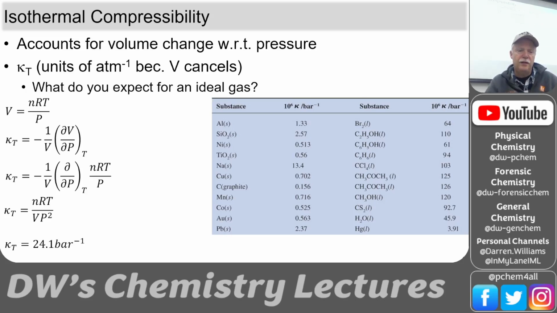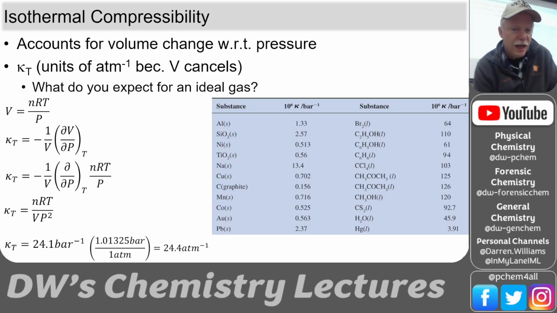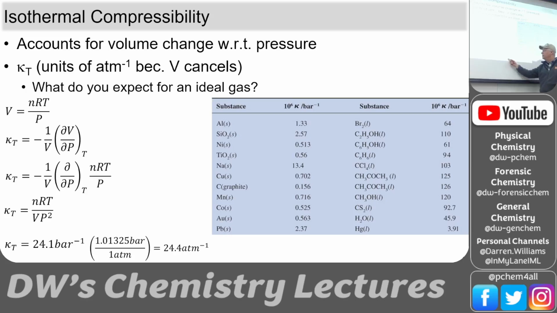If we were to calculate it for atmospheres, we can multiply by the definition of a bar in an atmosphere, and we get 24.4 atmospheres. And you might see that number. Does anybody recognize that number? Yeah, 1 mole of ideal gas at room temperature in atmospheres. And that's the volume. And so naturally, if you change the pressure by 1 atmosphere, you get 1 more unit of that volume. This is how the volume changes with atmospheres.